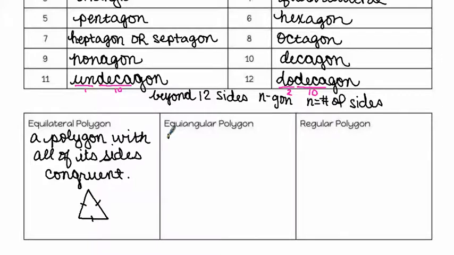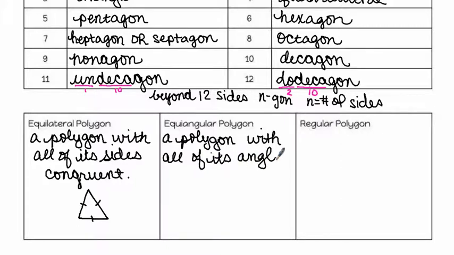Equiangular polygon is very similar, except instead of sides, we're talking about angles. So a polygon with all of its angles congruent. And there again, I'm going to go back to my lovely triangle. 1, 2, 3 congruent angles. So equilateral and equiangular, fairly obvious which one's which.